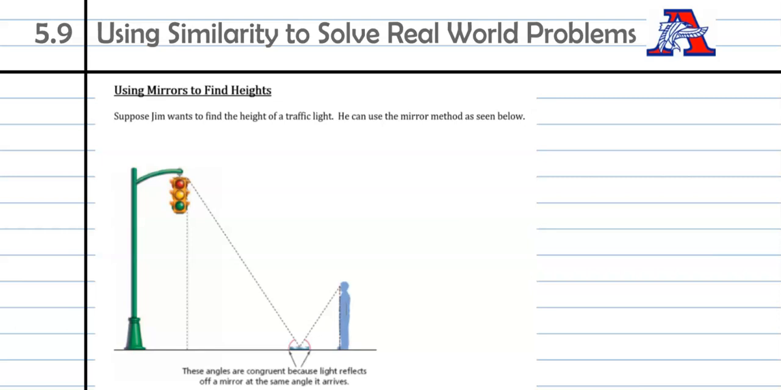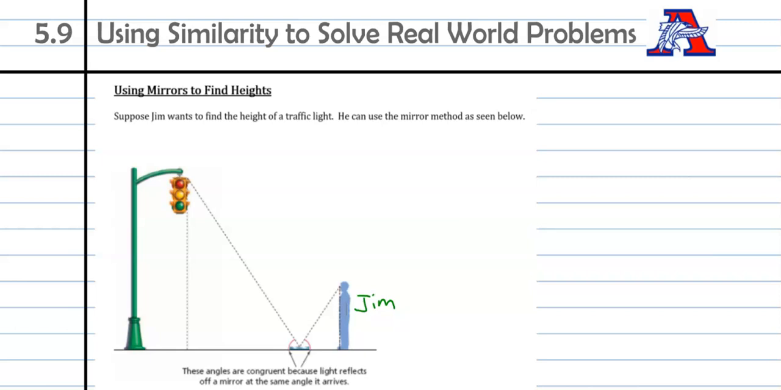So first thing is you can use a mirror to find heights, and this is pretty cool, and we might actually take some time to go do this. But what it says is that Jim wants to find the height of a traffic light, and he can use the mirror method as seen below. So we have Jim right here. We'll label him Jim. Here he is. And he obviously wants to measure the traffic light.